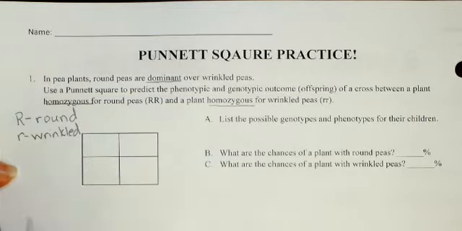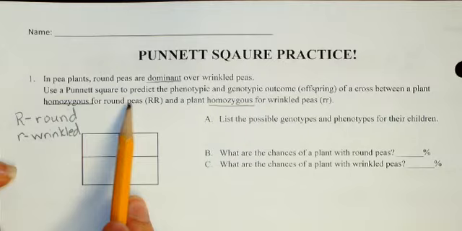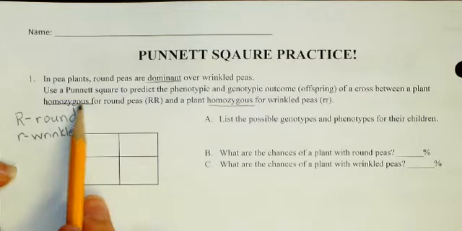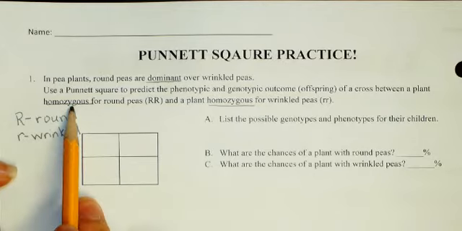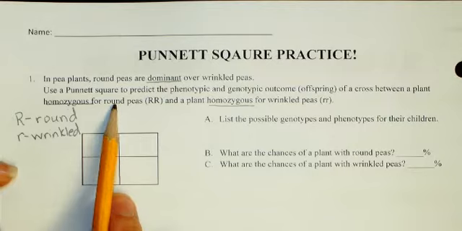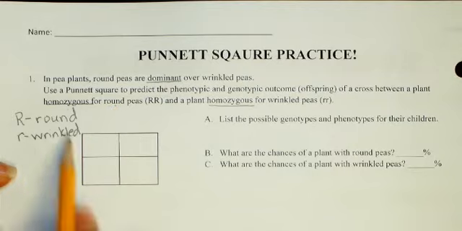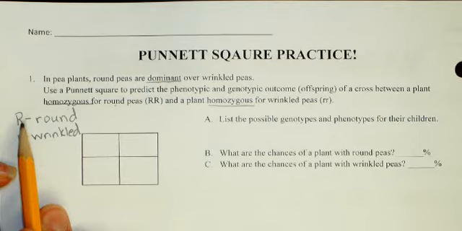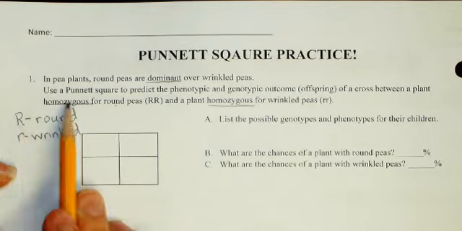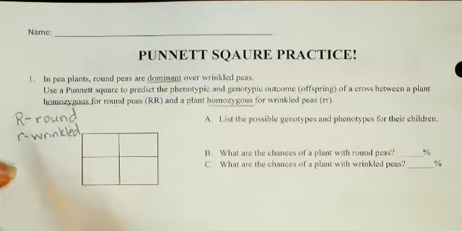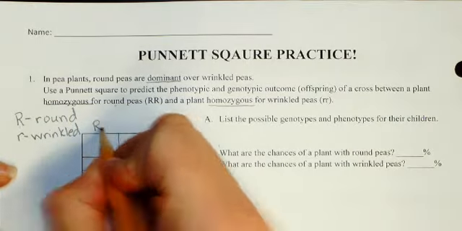So this one says homozygous for round peas. So if they didn't give me this, I could think homozygous means the same. And it tells me it has the trait for the round peas. So I need to go back to my definitions over here and see that round peas are signified with a capital R. I also have to know that I need two of those because they need to be the same. So I'm going to put two capital R's up here.